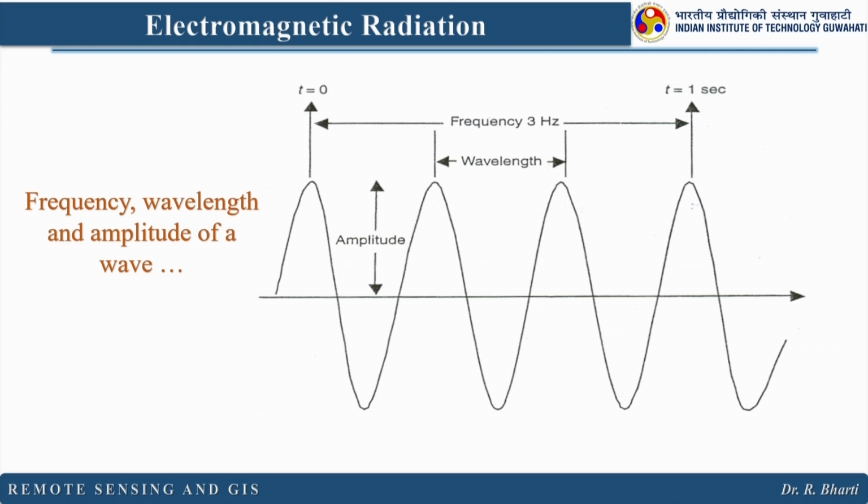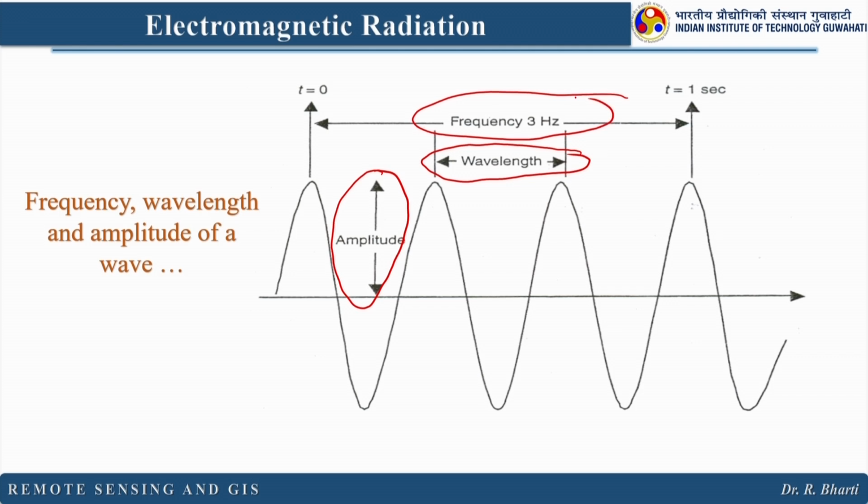So frequency, wavelength and amplitude of a wave. Here you can see this is the wavelength, how we define our wavelength, and this is the amplitude of our wave, right, and this is the frequency. This is very important, you have to understand it, then only you will be able to use remote sensing and GIS in your problem.